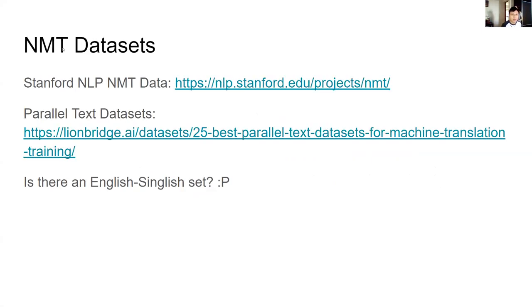And I think I just found some readily available data sets if people are interested in looking at this. There are two links here. One is from the Stanford NLP group, and the other is an article with a list of 25 parallel text data sets for machine translation training. There's also the FairSeq repo. They have a lot of pre-trained models for EN-DE, EN-FR, and EN-RU, including big models and base models. But it's not very intuitive if you want to implement a new system. It's more useful if you want to use a pre-trained model.